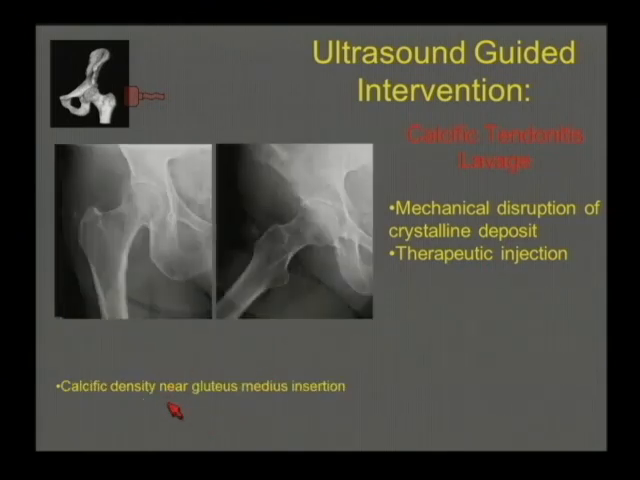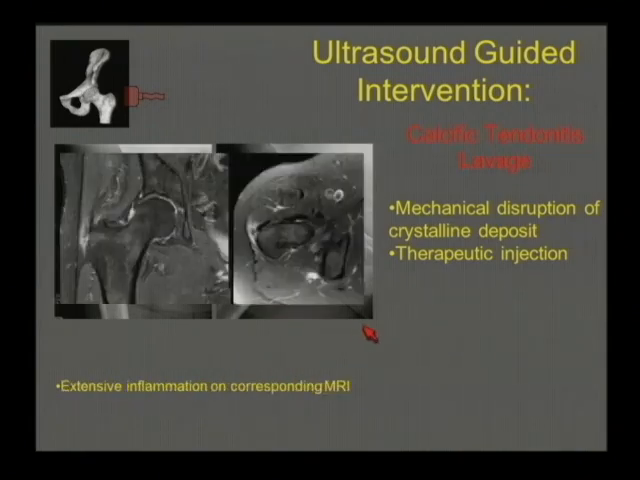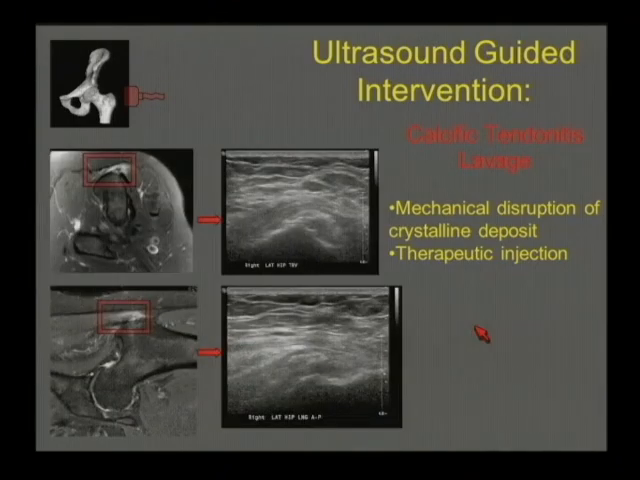This is an example of a patient who had some calcific density near the gluteus medius insertion. You can see well demonstrated here on radiographs. Corresponding MRI images show on these fluid-sensitive sequences increased edema in the muscle and in the tendon itself. So these are corresponding ultrasound images of the same location. And you can see the bright echogenic focus of that calcification, which is well demonstrated on the radiographs. Right here near the margin of the lateral and anterior facets of the greater trochanter.